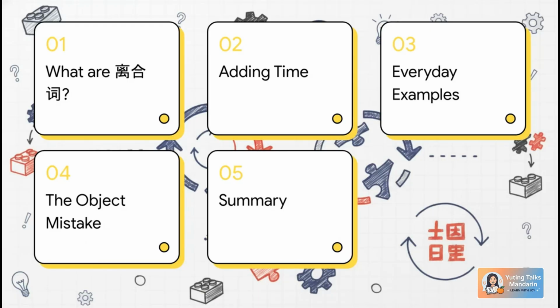All right, so here's our learning journey for today. We'll start with what exactly detachable words are, then we'll look at how to add time to those actions. Next, we'll run through some everyday examples you'll absolutely need, followed by the most common mistake learners make with these and how you can avoid it. And finally, we'll wrap up with a quick summary to lock it all in.